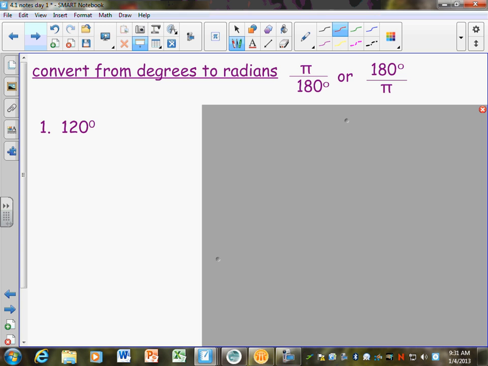If I want to convert 120 degrees to radians, all I'm going to do is multiply by either 180 over pi or pi over 180. Since I want the degrees to cancel, I'm going to multiply by pi over 180 degrees, because one, that leaves me radians on top, which I want, and two, it cancels out those degrees. Then all you have to do is simplify it, which you can just do on a calculator, or the zeros would cancel and you'd get 12 over 18, which 6 goes into both of those. So would that be 2 pi over 3?